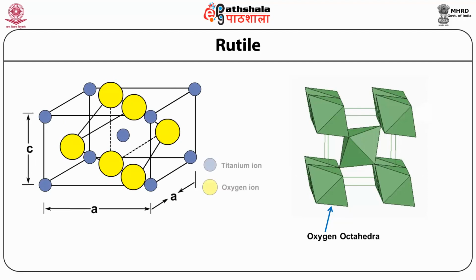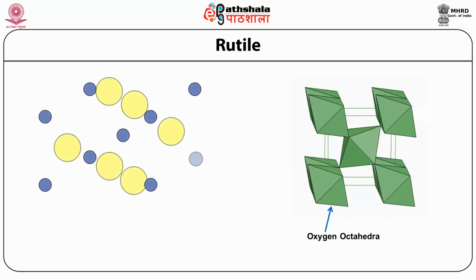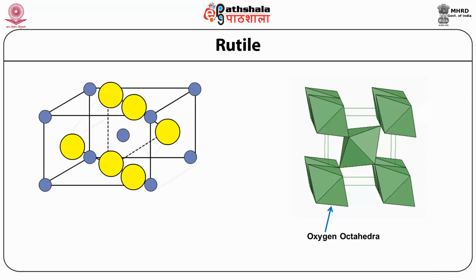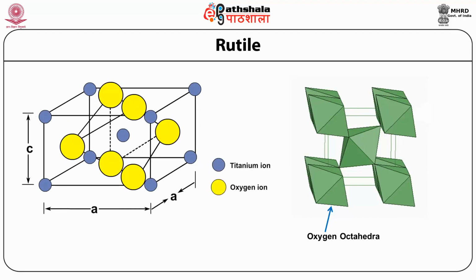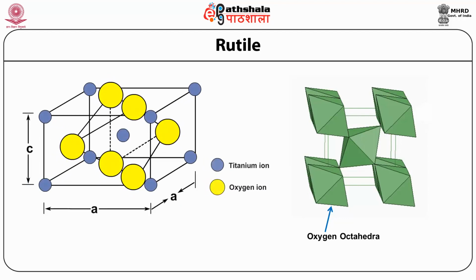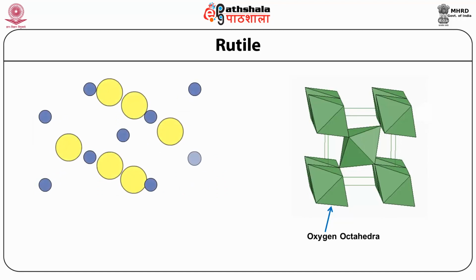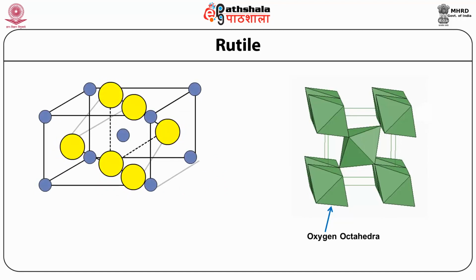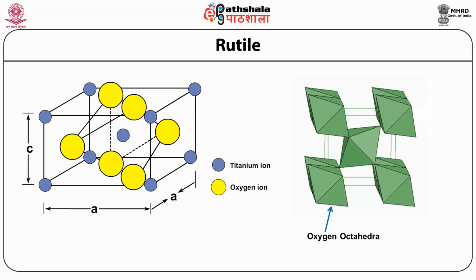In the present case, the titanium cations have a coordination number of 6, meaning that they are surrounded by an octahedron of 6 oxygen atoms. The oxygen anions have a coordination number of 3, resulting in a trigonal planar coordination. Rutile also shows a screw axis when its octahedra are viewed sequentially. On the right hand side you can see the oxygen octahedra.